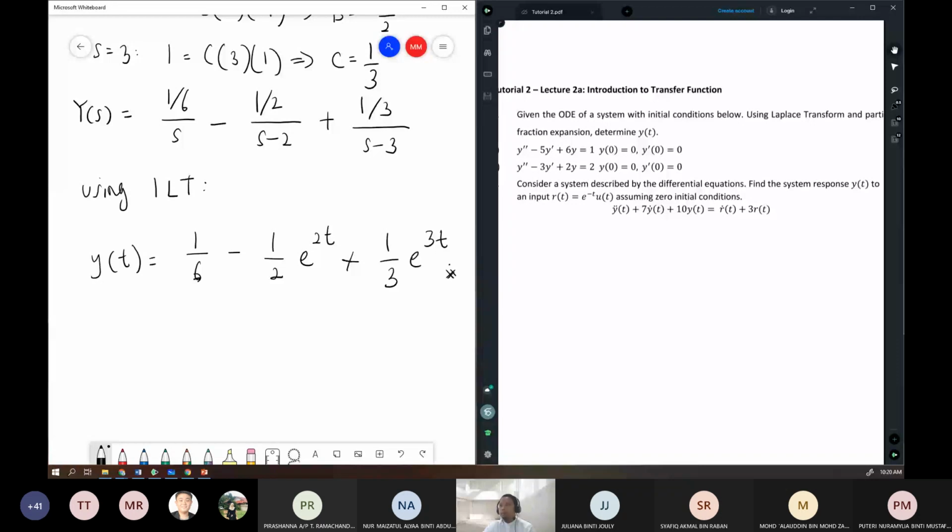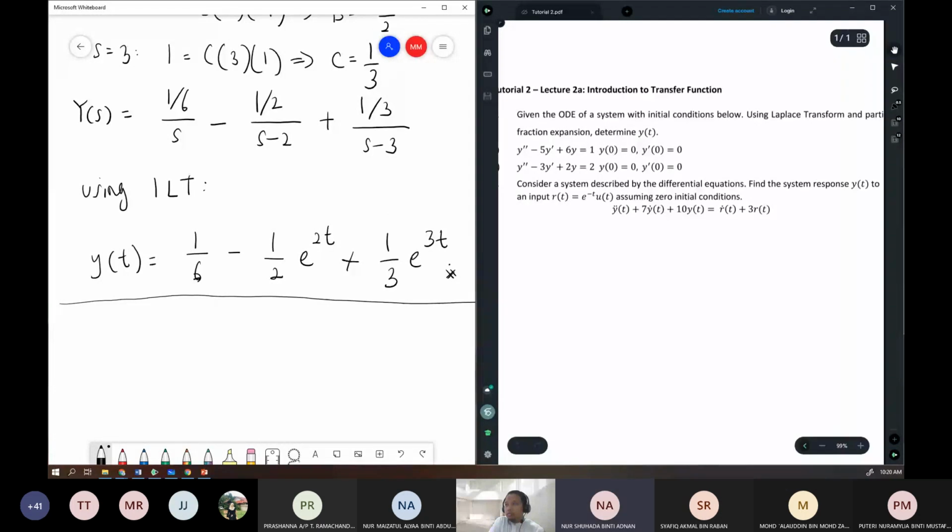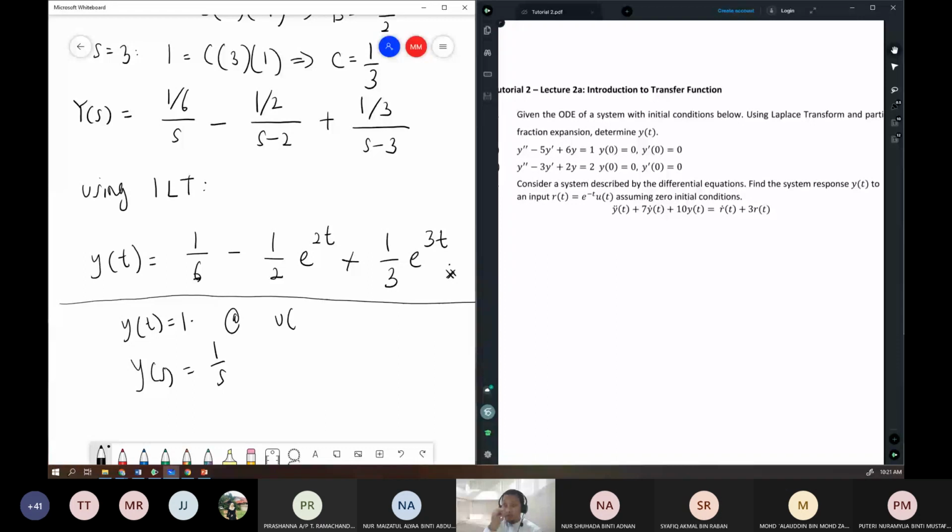Okay. Any question? Sir, the 1 over 6, it doesn't have t, right? There's no t because 1 over s is the same as 1 earlier. Wait. So 1 over s, so let's say if you have y(t) equals 1, then Y(s) equals 1 over s. So this 1, or u(t). From the table, it equals u(t). The table is in the notes.